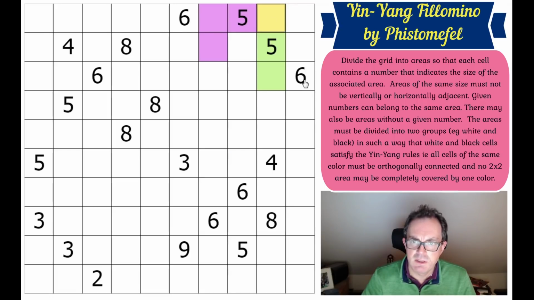This square could be part of the 6. But if it was part of the 6, it would have to be purple, or it would create a 2x2 green region. This is tricky. This puzzle is tricky. This would have to be green, but not part of the 5. That means that would have to be purple. Then I'd have to avoid a checkerboard there.